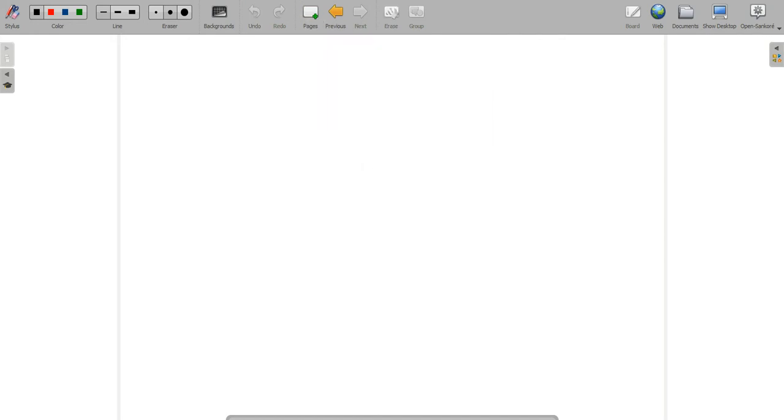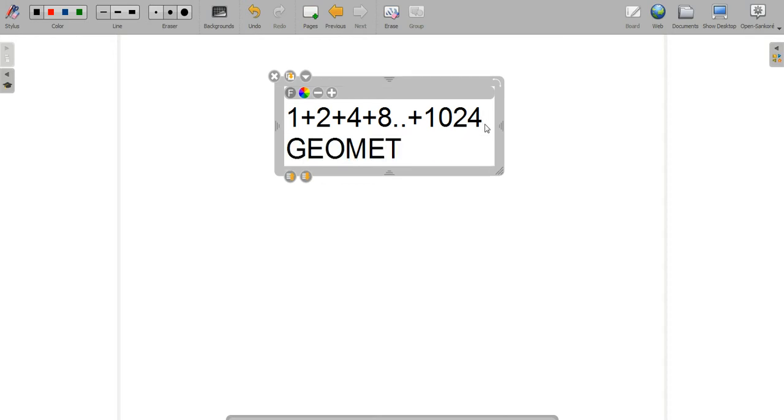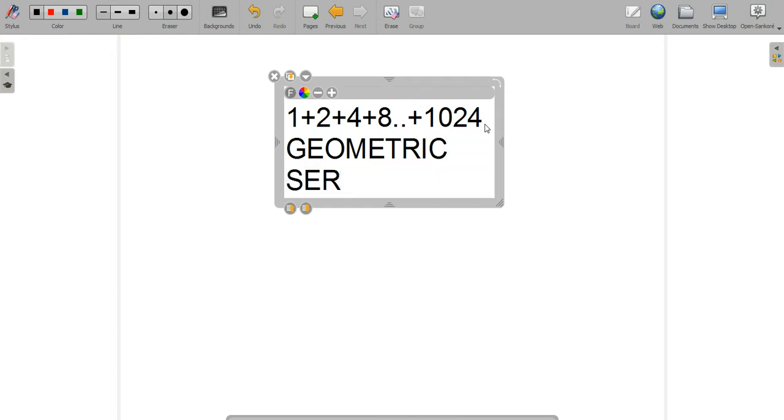Okay, so now to an even easier one. So let's say we're adding 1 plus 2 plus 4 plus 8 dot dot dot plus 1024. Whoa, whoa, whoa, there's no arithmetic pattern here. Well, hopefully, if you have a key now, you can figure out that it's doubling each time. So that means it's a geometric series.